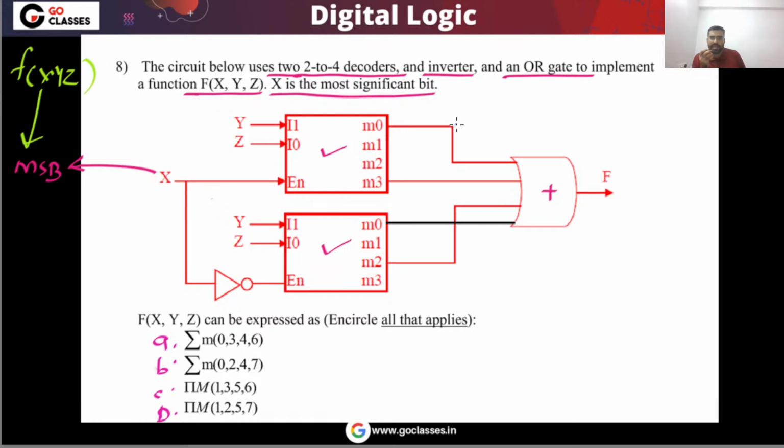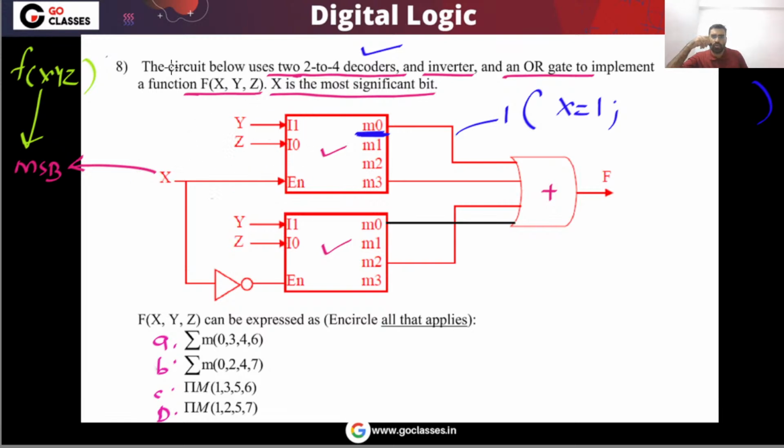Tell me when this line will be 1. This line will be 1 when x is equal to 1. Remember, this is a decoder. So this line will become active when this enable is 1, which means when x is equal to 1. Enable should be 1, remember. So this line will become 1 when enable is 1, when x is 1.